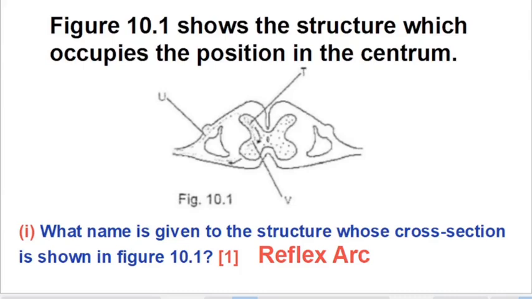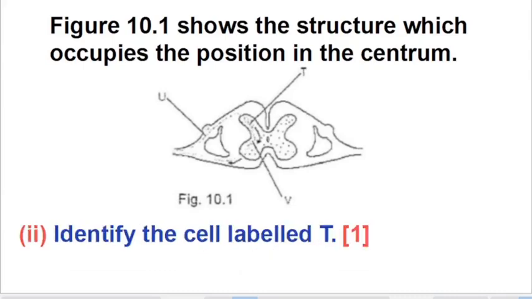Let us now move on to question 2. Identify the cell labeled T. They want us to identify the name of this cell labeled T. This cell right here is called the relay neuron. A relay neuron is just a neuron that forms a link between the sensory neuron and the motor neuron. So this is our answer: the name of the cell labeled T is the relay neuron. So I have answered question A2.